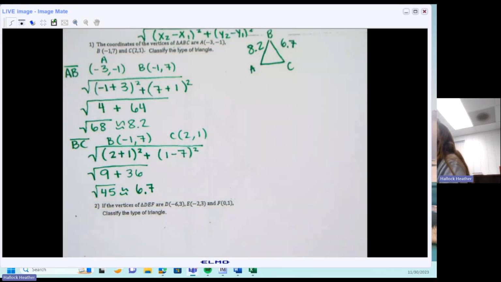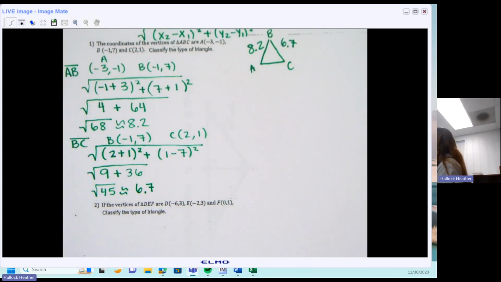So right now I have 2 sides out of the 3 sides. They're not the same. So it's either going to end up being a scalene triangle where they're all different, or an isosceles triangle where 2 of the sides end up being the same. If they're all different, it's going to be a scalene triangle. So we do have to find the last side, which is what a lot of people were not doing on the homework yesterday. You have to find the third side.